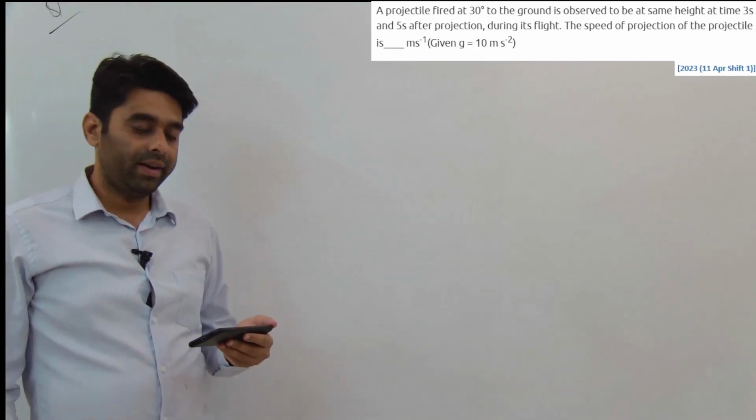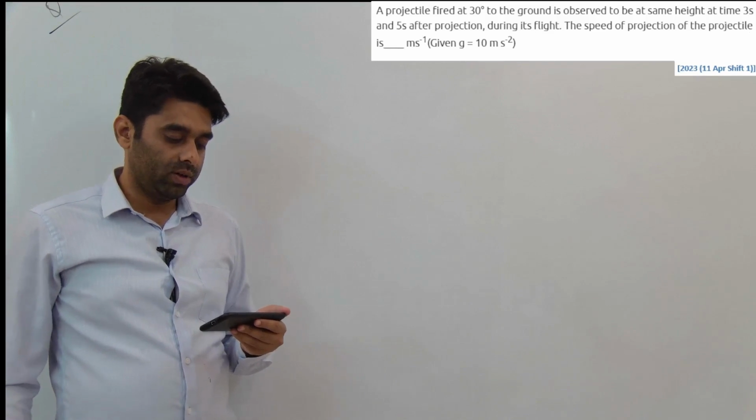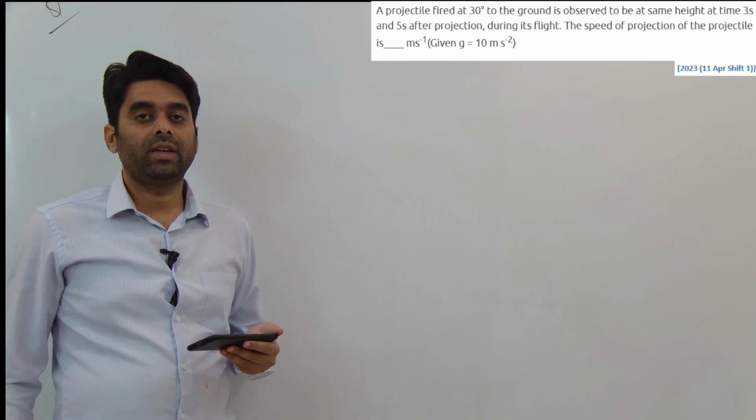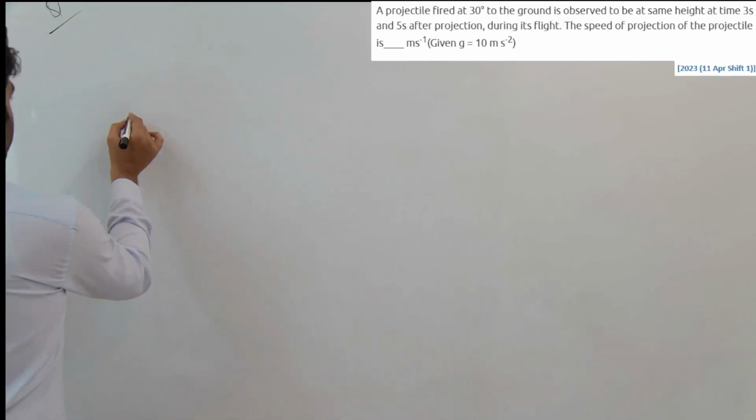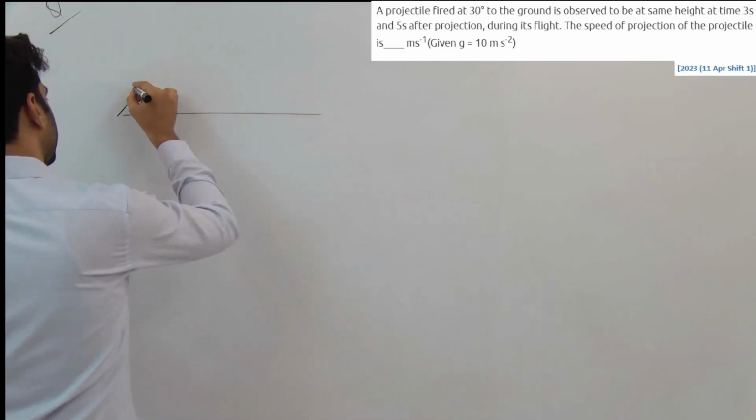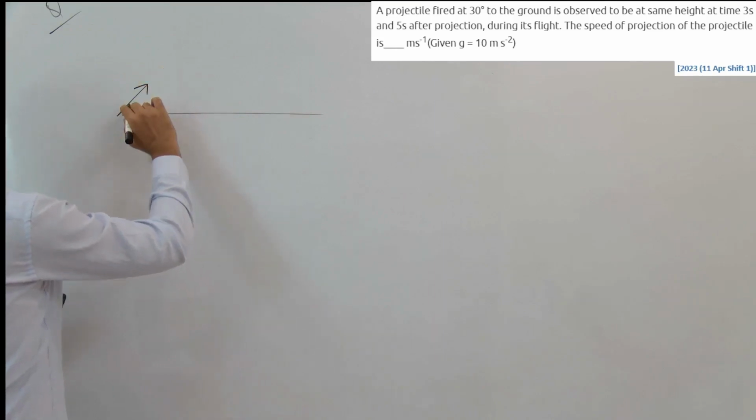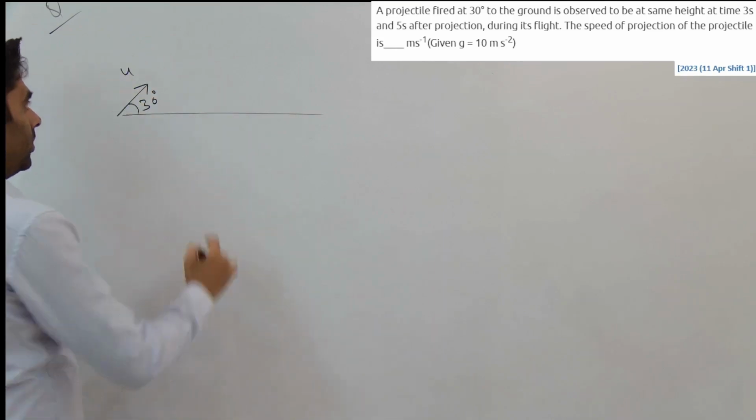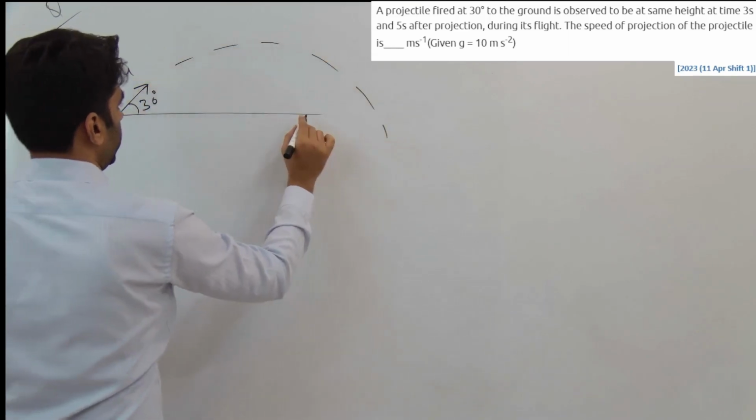Yeah. So the question says a projectile fired at 30 degrees to the ground is observed to be at the same height at time 3 seconds and 5 seconds after projection. What is given is this: it is projected at an angle of 30 degrees, with speed, let's take it as u. So this will be the trajectory of the projectile.